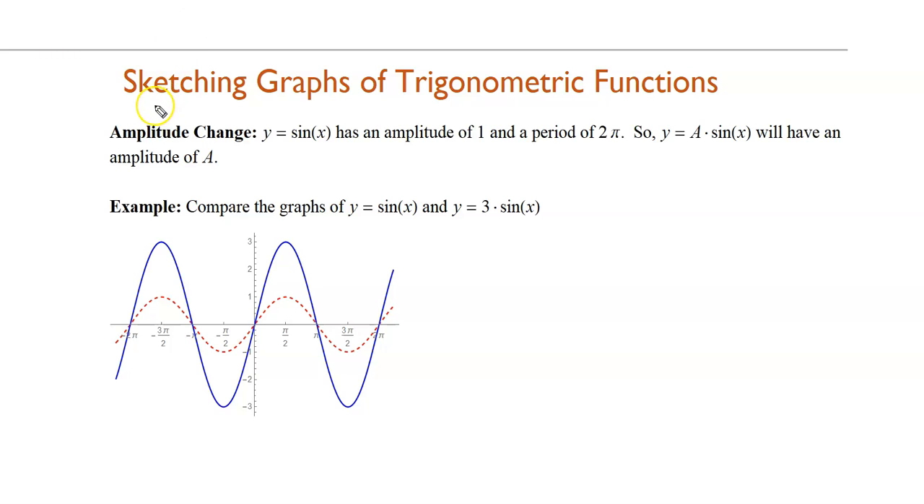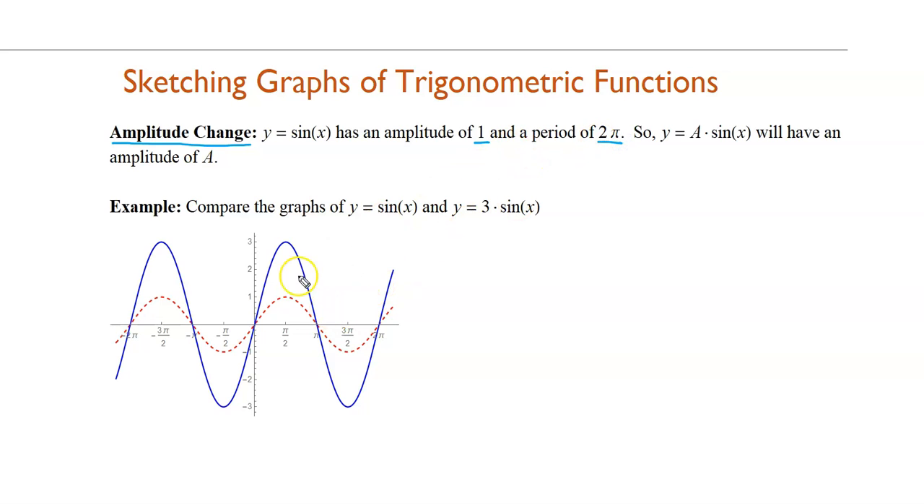We're now going to consider sketching graphs of trig functions that involve amplitude, period, and phase shift changes. So let's first of all take a look at what we mean by an amplitude change for a trig function. Let's recall that the graph of the sine function has an amplitude of 1 and a period of 2 pi.